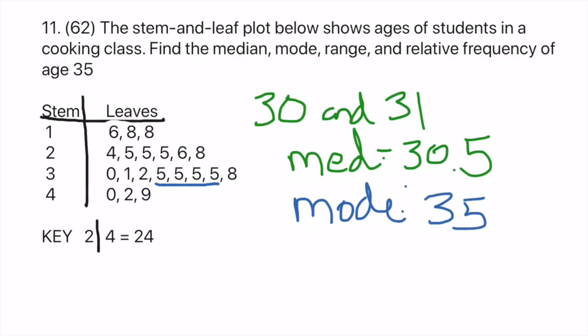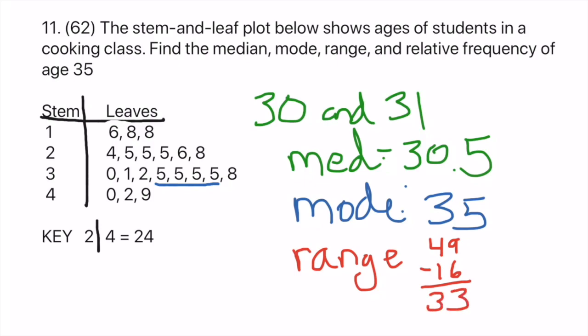Then we need to find the range. So that is the highest minus the smallest. So that would be 49 minus 16, which would be 33.